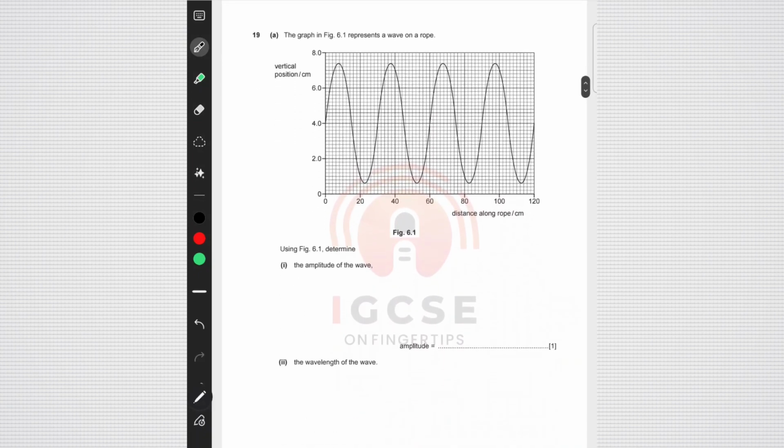Typical value for the speed of sound in liquids is 1500 meters per second. Then figure 6.1 represents a wave on a rope. Find the amplitude of the wave.